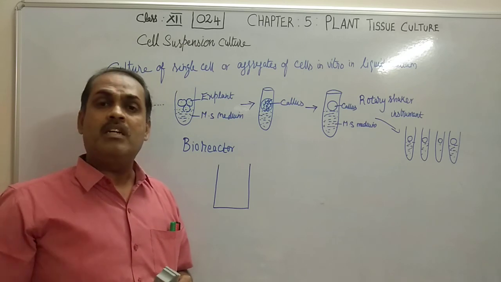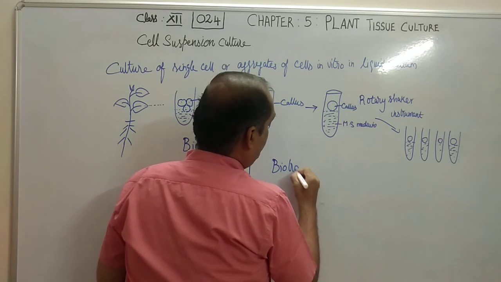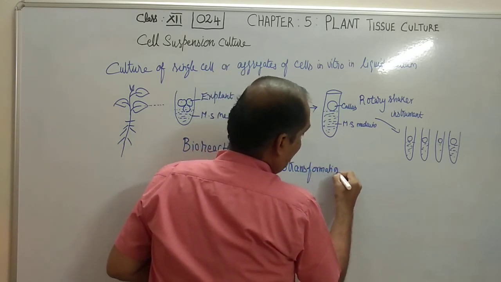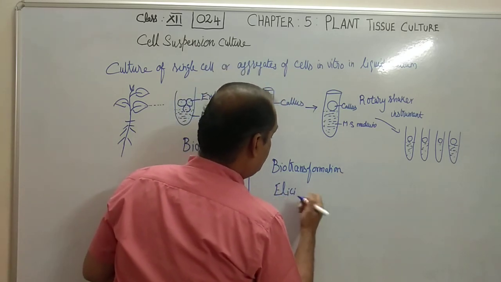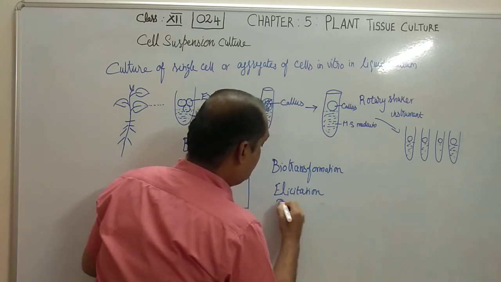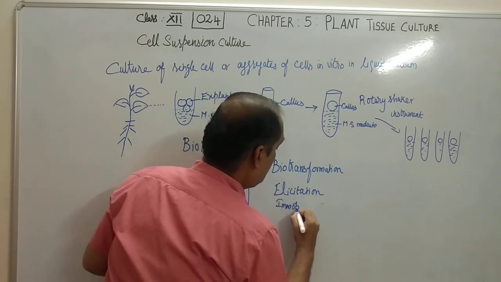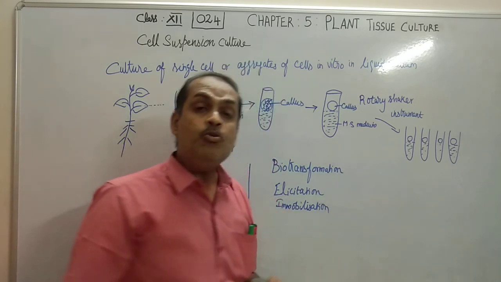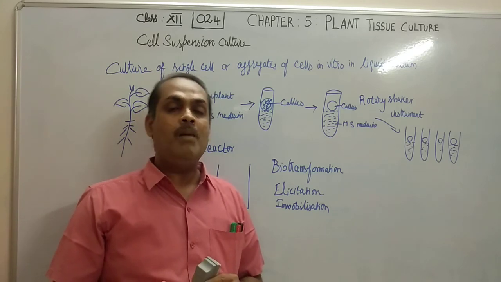Now the latest methods or strategies are biotransformation, elicitation, and immobilization. These are the techniques which can be used in cell suspension culture to increase the production of secondary metabolites.